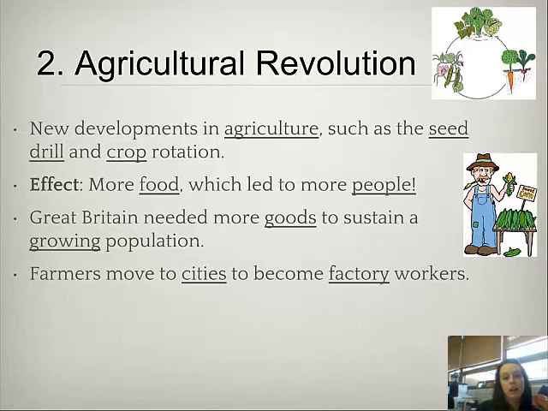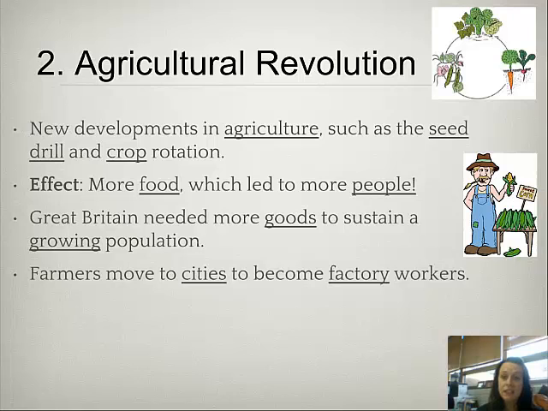So a couple effects of this. Farmers need to move to the cities to become factory workers because their jobs are kind of taken over by machines. There's John Deere's plow and the McCormick Reaper, those are two agricultural new inventions during this time period in the US. Those things actually take one farmer to do the work of 5 farmers. So those other 4 farmers that are no longer needed move to the cities and start working in factories.